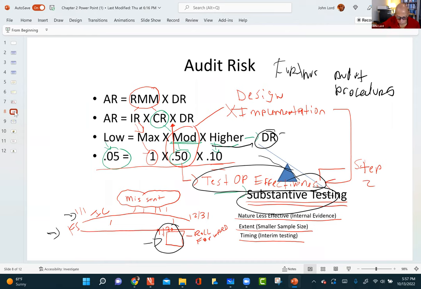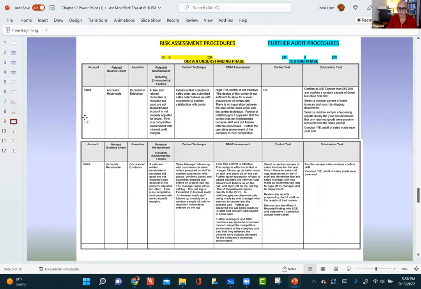Okay, one more thing to keep in mind here, guys, is that as we go through and we do these assessments, we're doing them by assertion. So you may talk about the account here, cash being more, having a higher inherent risk than, say, property, plant, and equipment, but then some assertions have more inherent risk associated with them than others. So it's not just the account, you're doing this by assertion.